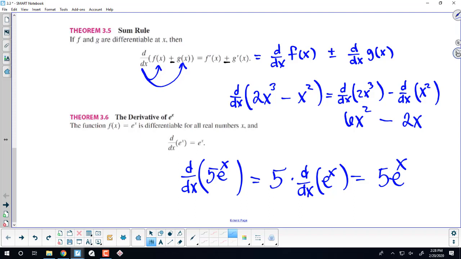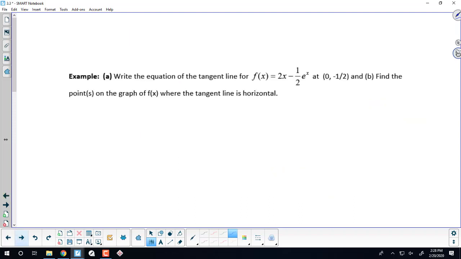Okay, so just with a few rules, it really opens up the doors to what kind of functions we can take the derivative of now, without having to compute that long-winded definition, limit as h goes to 0, etc. So let's look at an example. Write the equation of the tangent line for the function 2x minus 1/2 e to the x at the point 0, negative 1/2. And then find the points on the graph where the tangent line is horizontal.